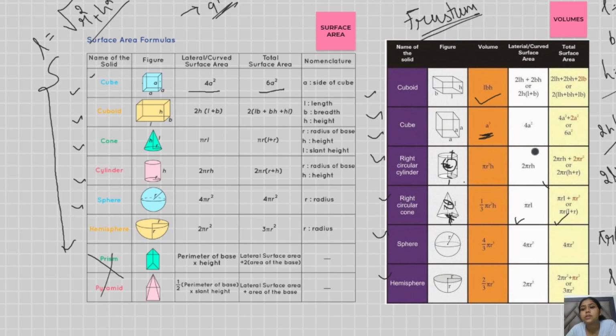In the case of a sphere, there is only a curved surface, and the total surface area will remain the same, because a sphere is a ball. A ball has only a curve, there is no base, no ceiling, no roof. So both of them will be 4 pi r square, where pi is the constant term and r is the radius. The volume of the sphere is 4 by 3 pi r cube.